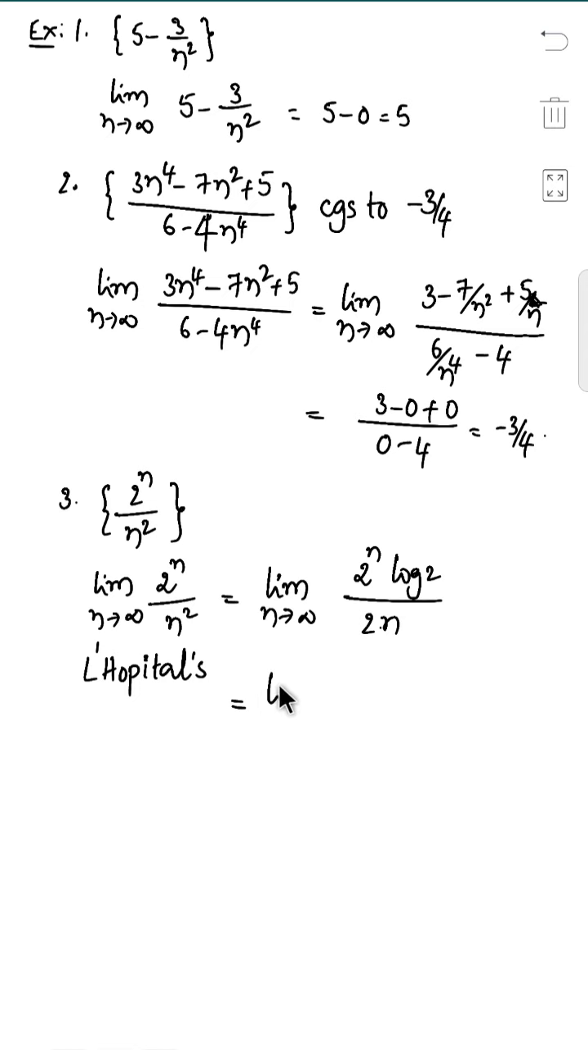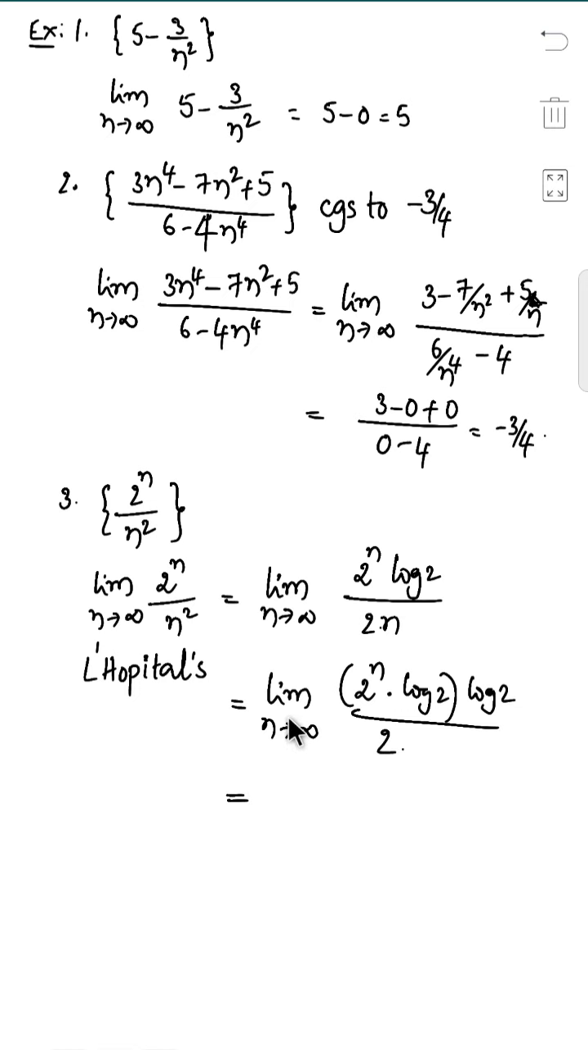So if you do that again, limit n tends to infinity, 2 to the power of n log 2. Already this is a constant. In the differentiation you pull the constant out of the differentiation, so that constant will appear, log 2. So same goes here, that is 2. Differentiation of 2x is nothing but 2. So we are doing the differentiation with respect to n. So we do something like that.